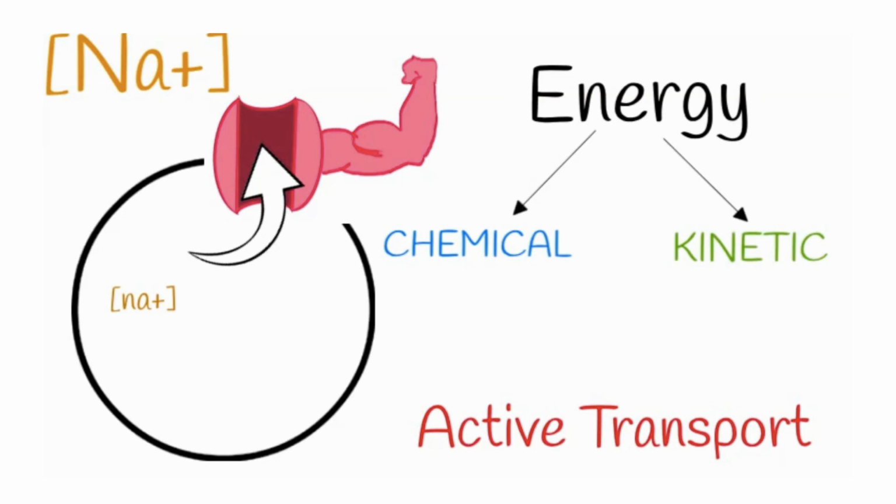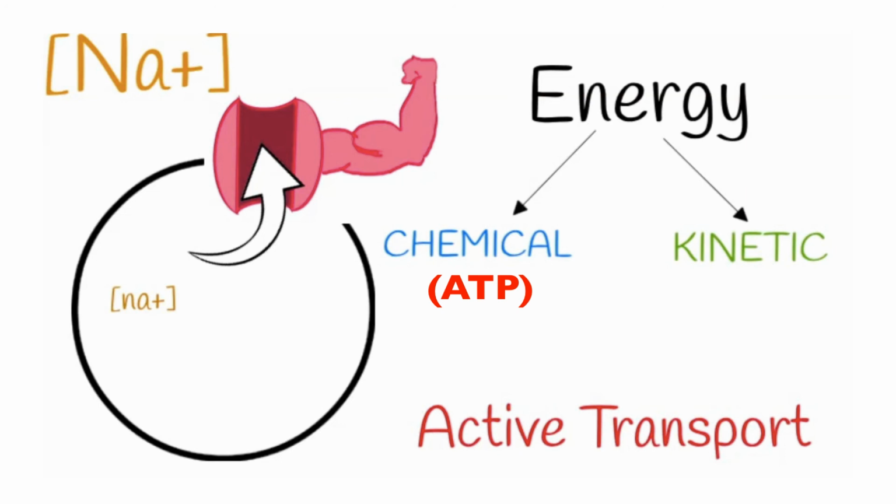There are two forms of energy utilized for active transport. One is chemical energy, the other is kinetic energy. Chemical energy generally is going to be using ATP. It could be using GTP, but by and large in this class we're referring to ATP as a molecule that confers energy, the chemical energy to carry out active transport.